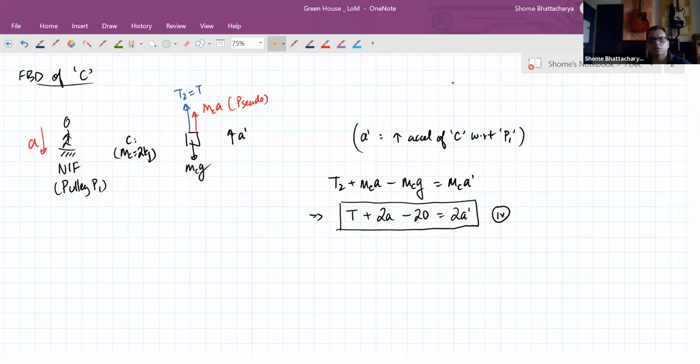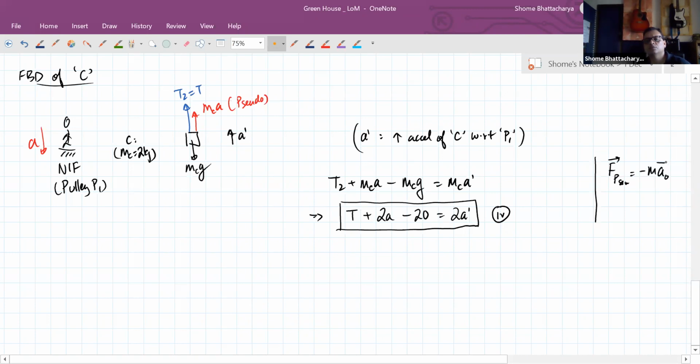No, pseudo force will be up, beta, because pseudo force is opposite to acceleration. Remember, the pseudo force is given by the formula: minus of mass of the object into acceleration of the frame. So here the acceleration of the frame is downwards, so pseudo force will be upwards. Acceleration of the pulley P1 is downwards, so pseudo force should be upwards. Arey, not the acceleration of the block, beta, the acceleration of the frame.